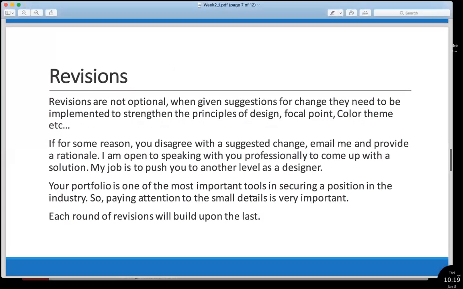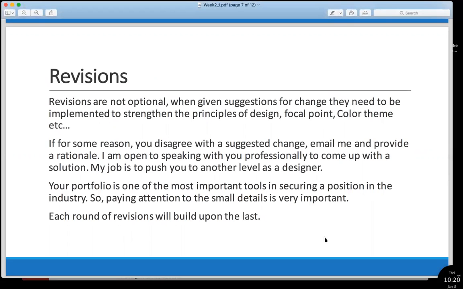Now, revisions. Revisions are not optional for this course anyway, okay? When given suggestions for change, they need to be implemented to strengthen the principles of design, focal point, color theme, etc. If for some reason, again, you disagree with the suggested change, email me and provide a rationale. I'm open to speaking with you professionally to come up with a solution. My job is to push you to another level as a designer. Your portfolio is one of the most important tools in securing a position in the industry, so paying attention to the small details is very important.